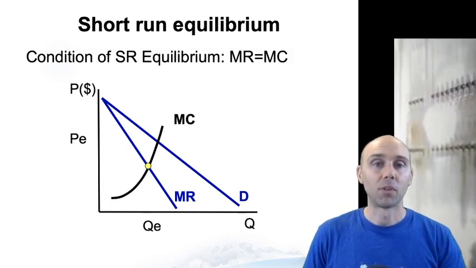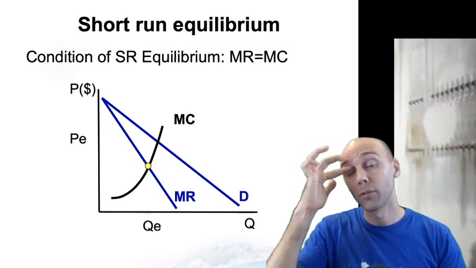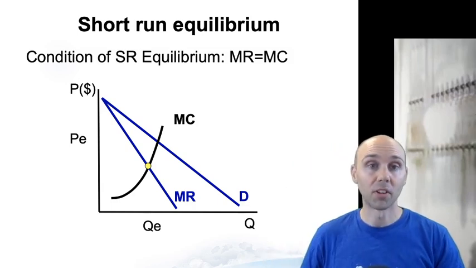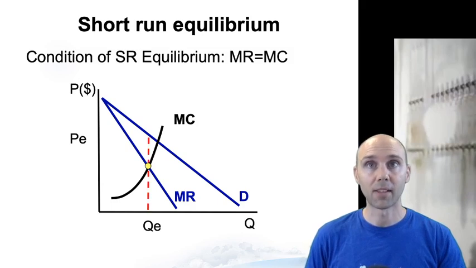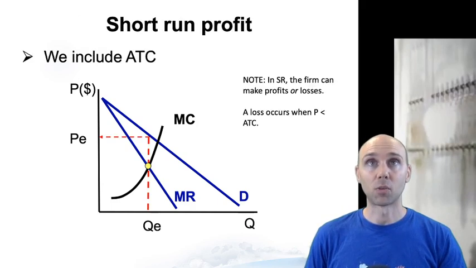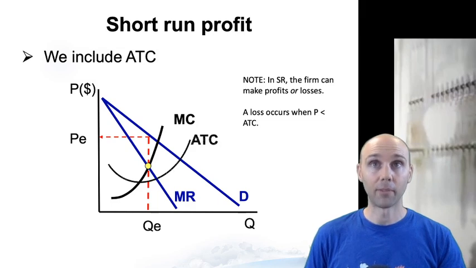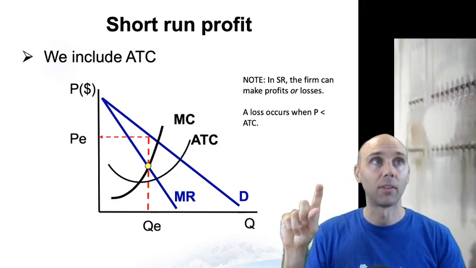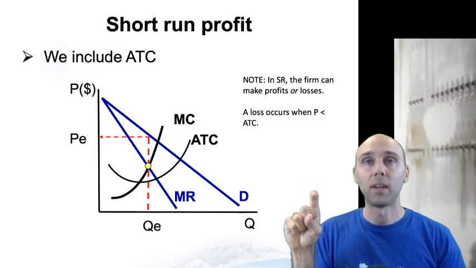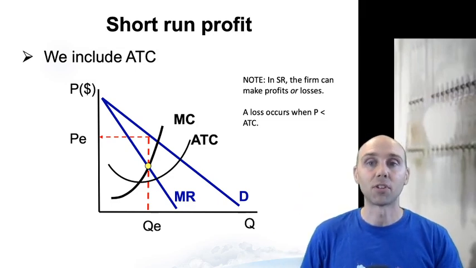You have this downward sloping marginal revenue curve. You find the intersection with the marginal cost curve. That gives you your quantity. You track that up to the price. And that means once we throw in the average total cost curve, there's a vertical distance at the equilibrium quantity between the price and the average total cost.